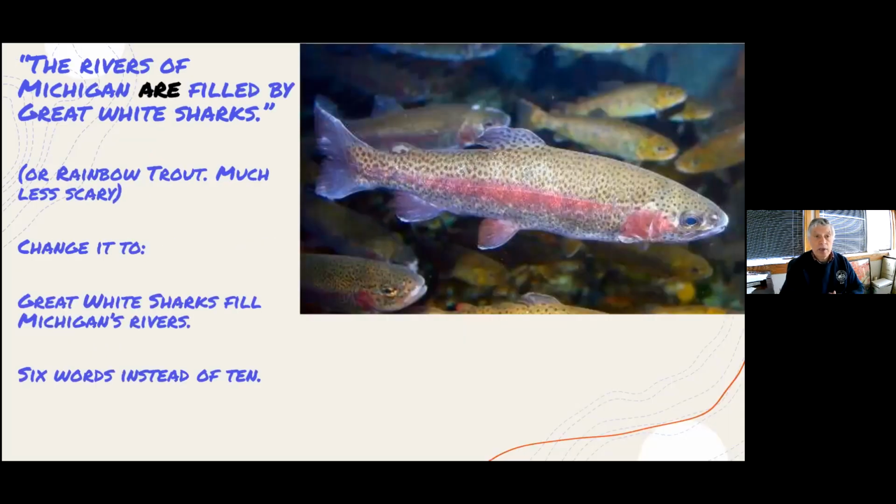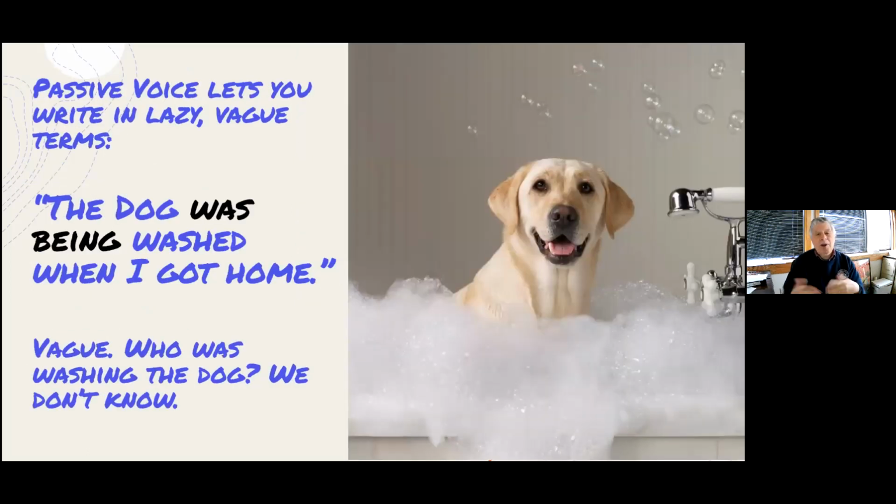And we can do: great white sharks fill Michigan's rivers. Right? Six words instead of 10. We can change it to rainbow trout or something like that too if you get scared of sharks. But we eliminate the is word. We rephrase the sentence. Great white sharks fill Michigan's rivers. Boom. And you've got six words instead of 10. It's clearer. It's easier to read. It's more concise.